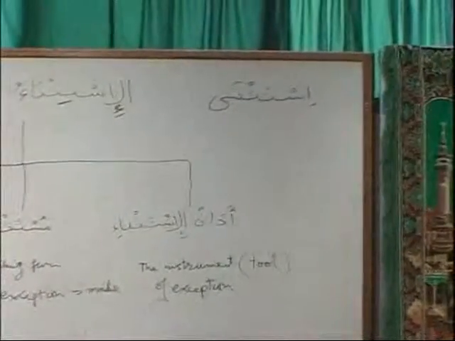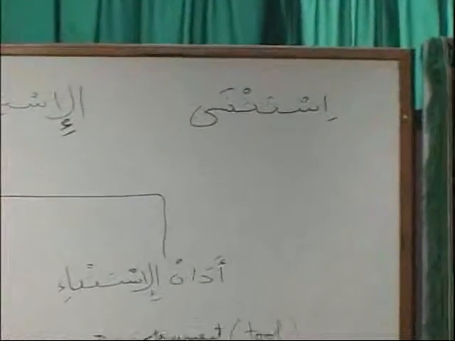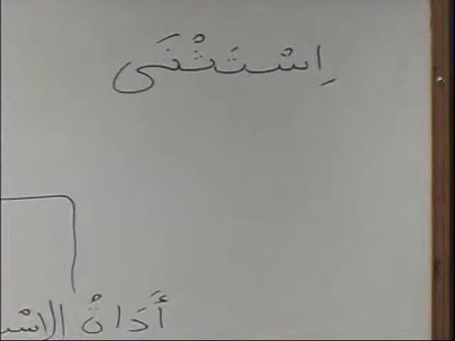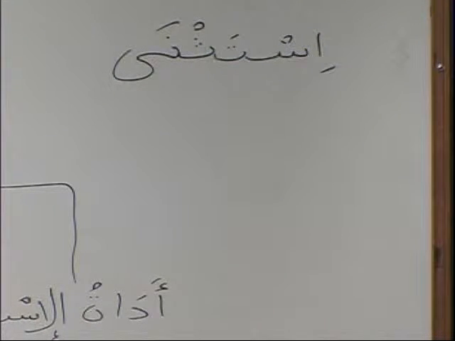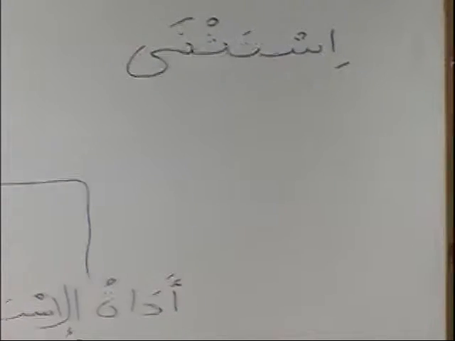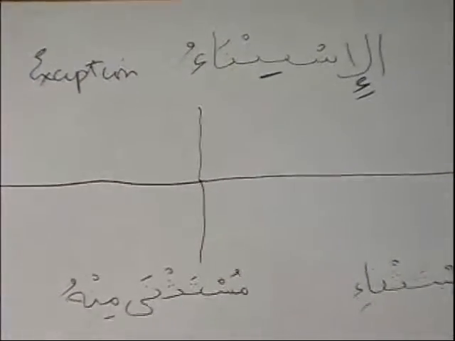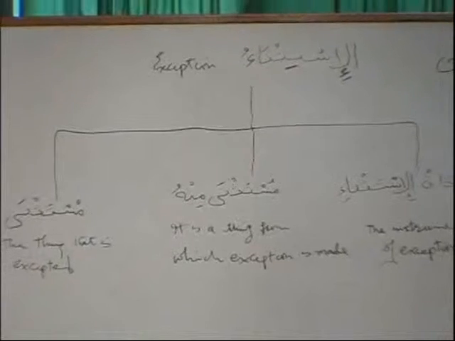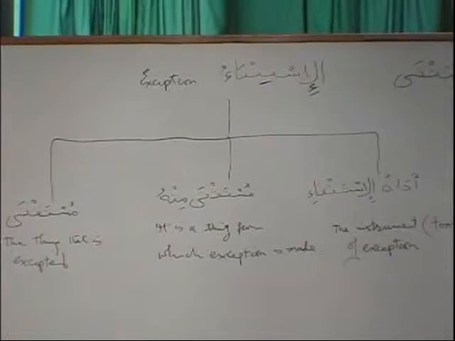What is it called? Muttasil. What is the meaning of muttasil? This is the name given, muttasil. It means there is a sentence in which there is a mustathna minhu and there is a mustathna, and they are of the same kind. Okay, fine. In the above example, Khalid is a student.